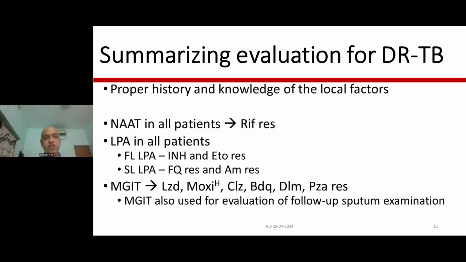So if I summarize how we make a regimen, what you need to know is a proper history and knowledge of the local factors, as well as for the patient, you need to know the resistance pattern. Your NAAT will tell you whether there's rifampicin resistance or not. The LPA will tell you INH, ethionamide, rifampicin, fluoroquinolone and injectable resistance. And your MGIT will tell you whether you have linezolid, moxifloxacin, clofazimine, bedaquiline, delamanid, pyrazinamide resistance. So, all these tests put together will help you develop your regimen for your patient.